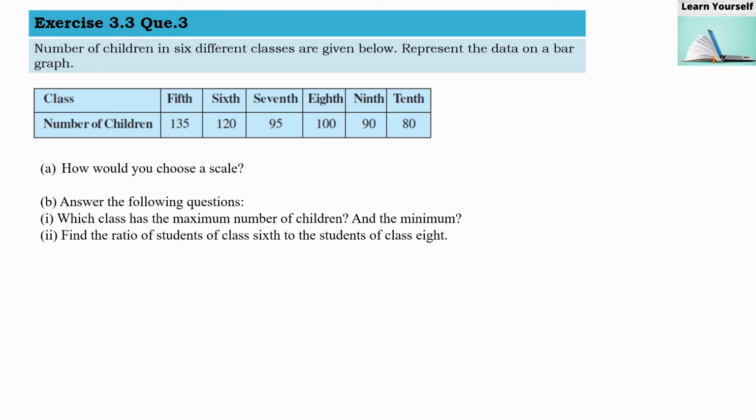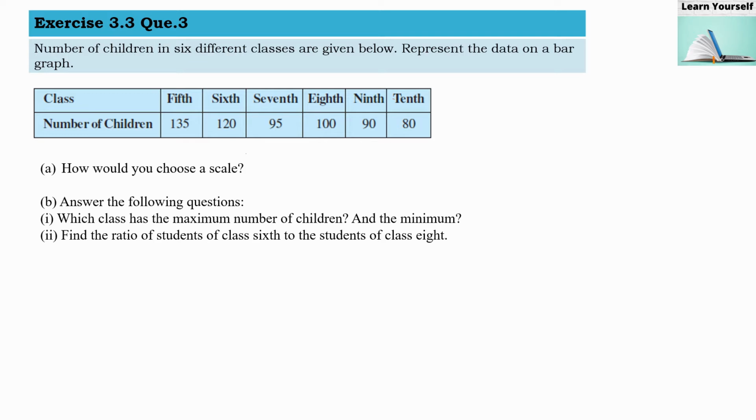Exercise 3.3, question number 3. The number of children in 6 different classes are given below. Represent the data on a bar graph. So we have one table over here in which the student strength of class 5th, 6th, 7th, 8th, 9th and 10th has been given to us. That is the number of children, that in class 5, 135 children are there, and so on for all the classes. Now we have to answer some questions based on this table.